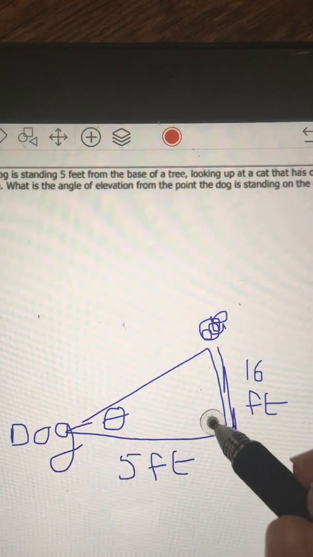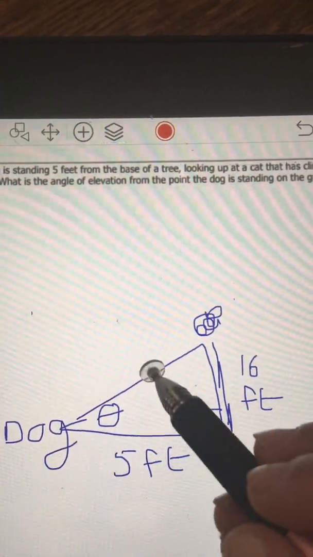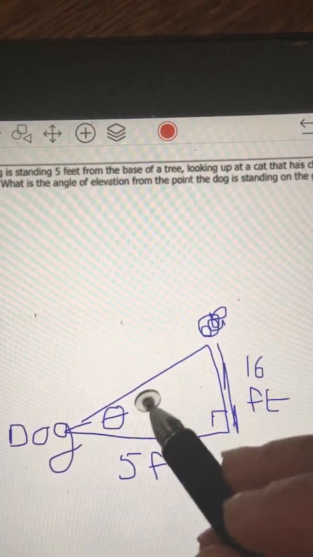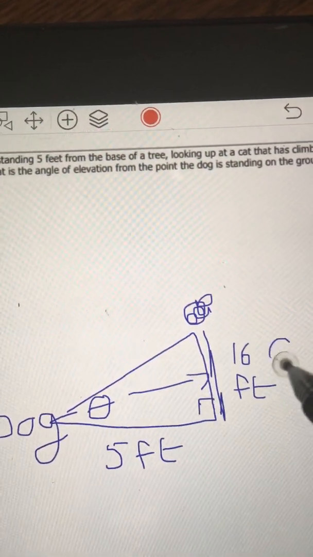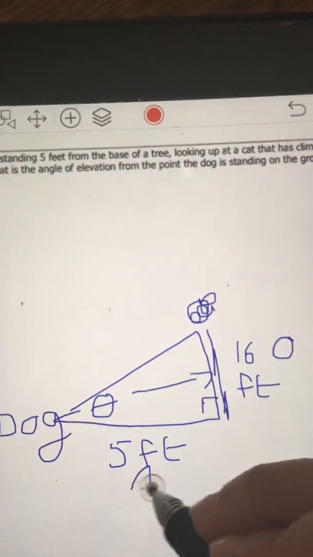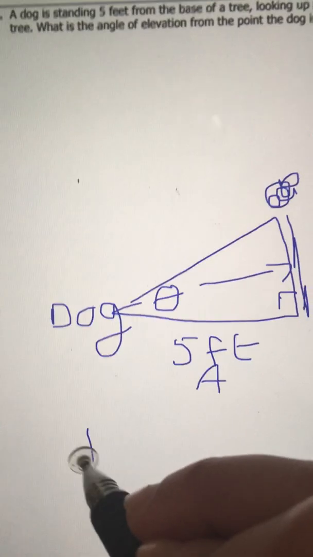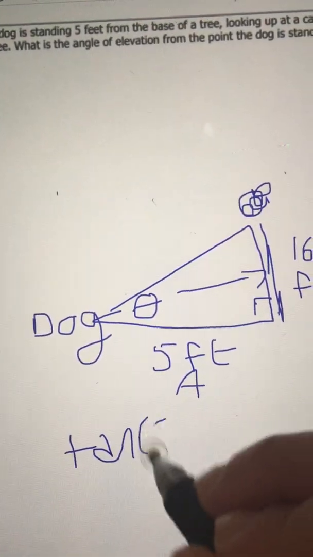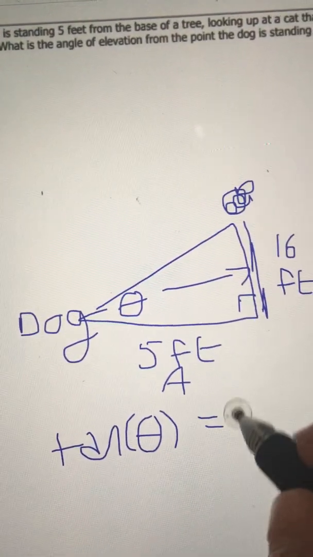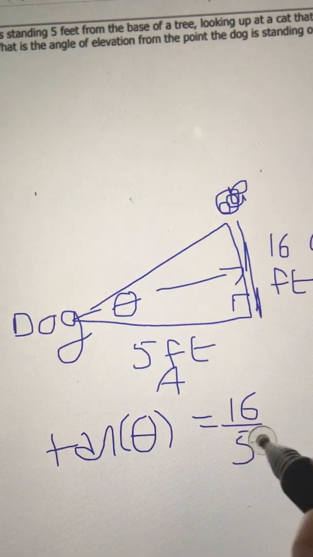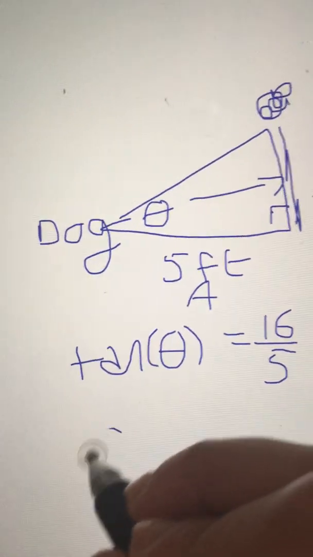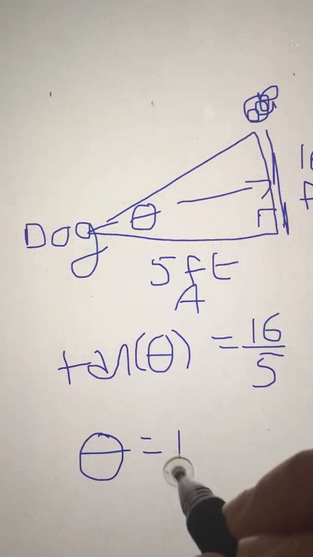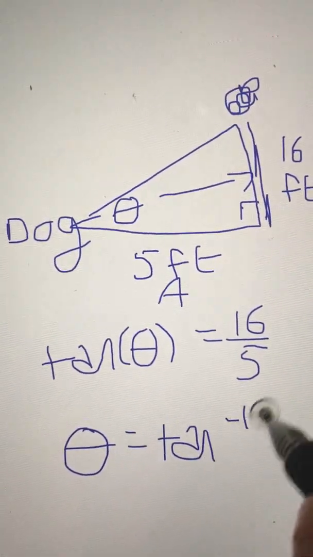So again, we're going to label everything. Across from 90 would be H, but there's nothing there. Across from the angle is O, other side is A. So we have TOA or tangent. So tangent of the angle is 16 over 5. So remember, when we're finding the angle, we're going to take tangent inverse of the ratio.